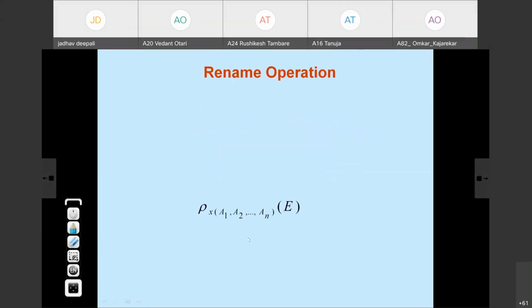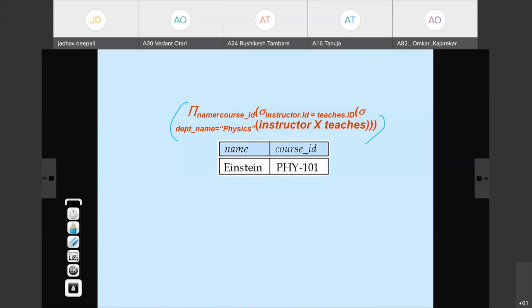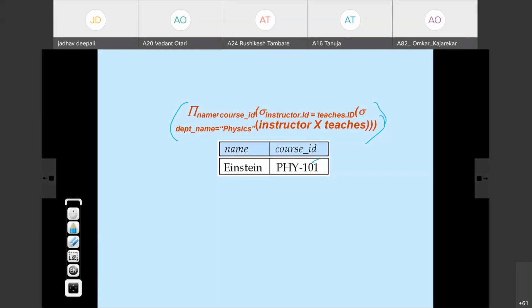Now rename operation, it is a simple operation. The rename operation is used to rename. Now see, this is the result of this entire query. What is the name of this relation? No, there is no name for the resulting relation. It is only a relation with attributes name and course ID. There is a single tuple in the result. The name is not there for this relation.